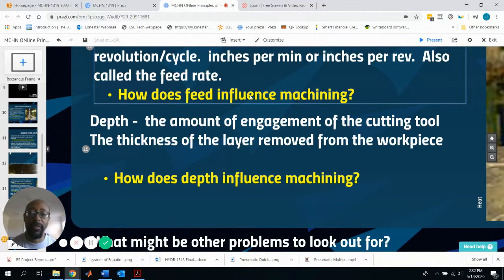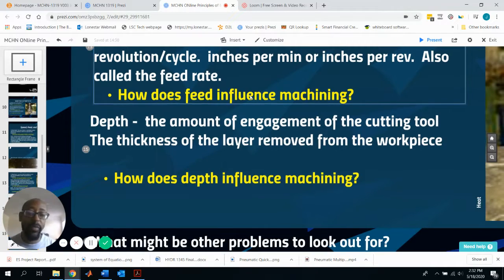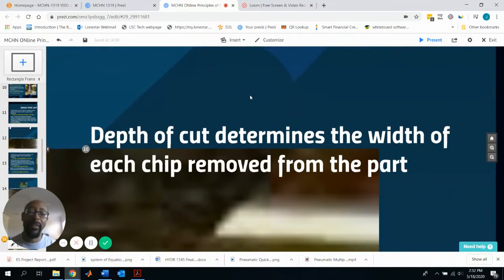Now, what about depth? Depth is pretty much how deep your work tool goes into the workpiece, how deep the cutting tool goes into the workpiece. And that can be measured just by how thick that chip or the layer removed from the workpiece is. Now, how does the depth influence your machining? Well, that depth of cut is going to, of course, determine the width of the chip.